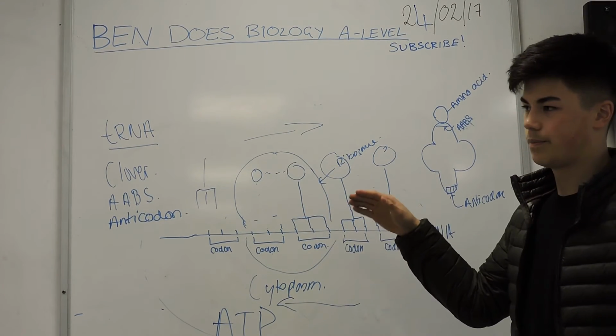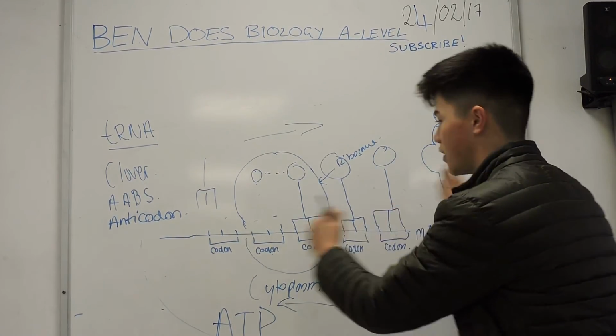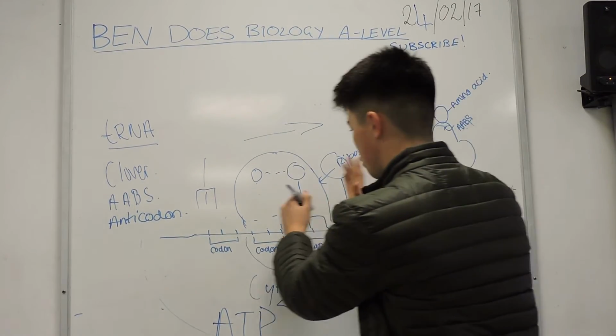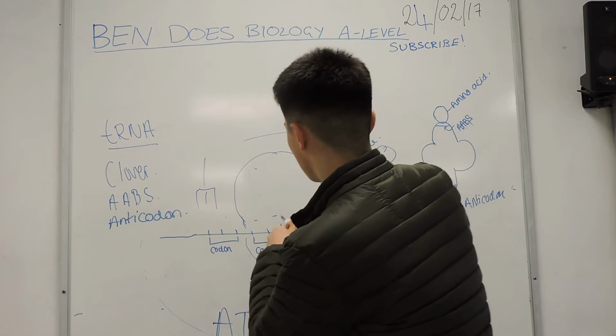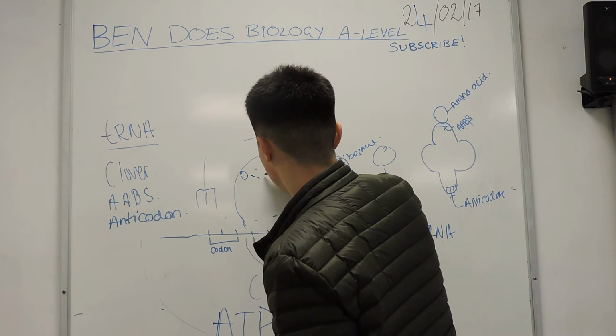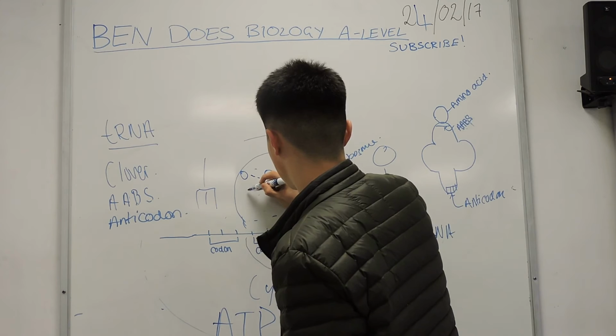Now, this happens, and then basically the whole thing shifts this way. So imagine the transfer RNA is shifting this way, and I'll draw it here. So I will draw our 2 amino acids here. Yeah, we'll do it like that.